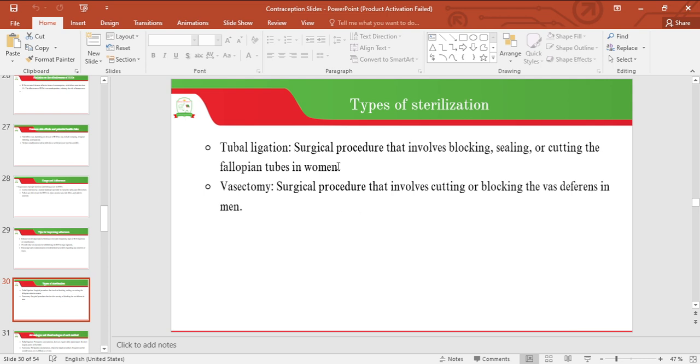We have tubal ligation, this is a surgical procedure that involves blocking, sealing, or cutting the fallopian tubes in the woman. Then we have vasectomy. Vasectomy is a surgical procedure that involves cutting or blocking the vas deferens in men. Vas deferens is the tube that transports the sperm to the urethra in the male.